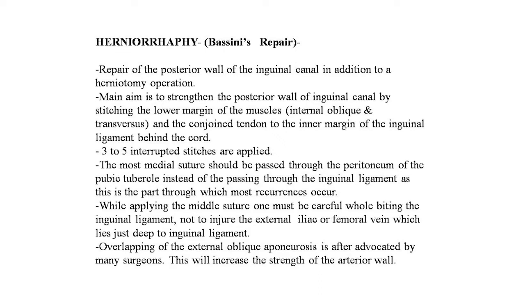The most medial suture should be passed through the periosteum of the pubic tubercle instead of passing through the inguinal ligament, as this is the part through which most recurrences occur. While applying the middle sutures, one must be careful while biting the inguinal ligament not to injure the external iliac or femoral vein, which lies just deep to the inguinal ligament. Overlapping of the external oblique aponeurosis is often advocated by many surgeons. This will increase the strength of the anterior wall.